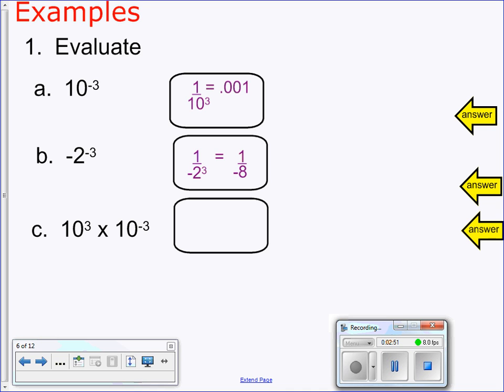Then I have 10 to the 3rd times 10 to the negative 3rd. When you multiply, you add. So 3 and negative 3 becomes 0. Anything to the power of 0 is 1.